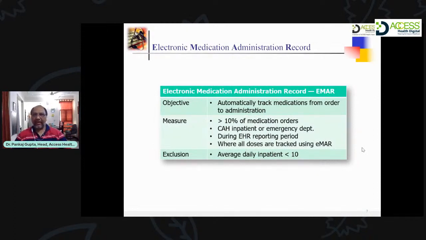Similarly, electronic medical administration record, which is also called EMAR. So for EMAR, standards were built into the entire meaningful use, where they said at least 10% of the medication orders should go through EMAR, which is electronic medication administration record. And these standards are not very high. I mean, the target is not very high, but they wanted the market to adopt it. So this was sort of built into the meaningful use.